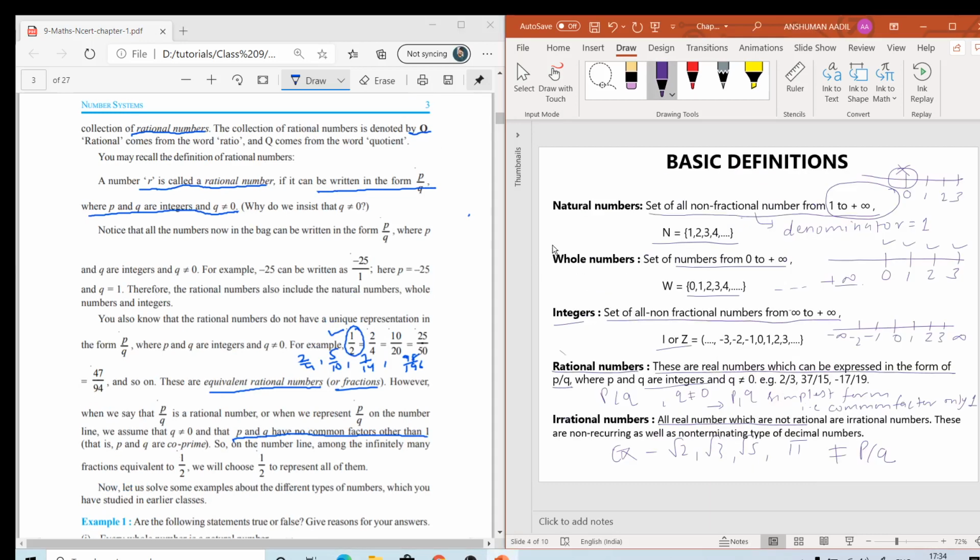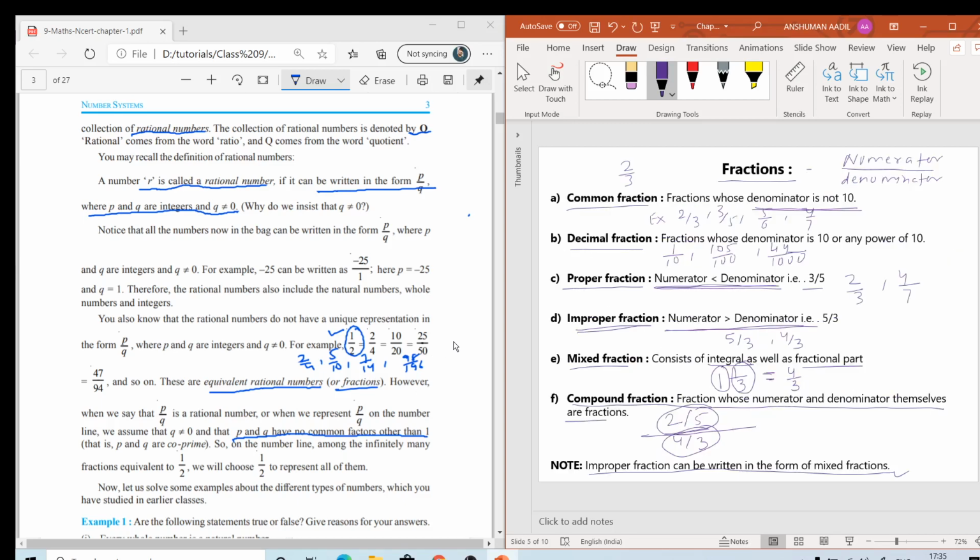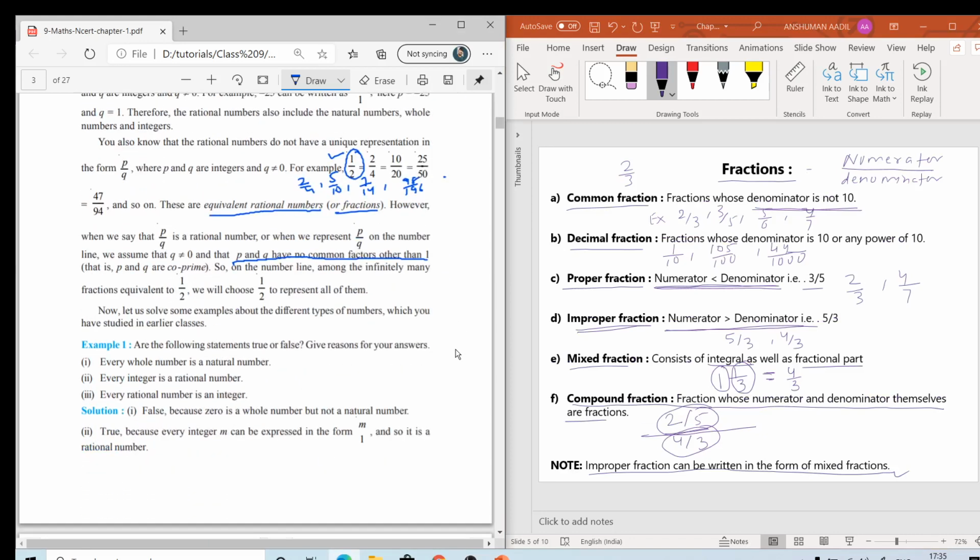So here we will add in rational numbers that P and Q are integers in simplest form, that is, the common factor is only 1. P and Q are integers in the simplest form and the common factor is 1. Fine. So these are some basic numbers that we know.